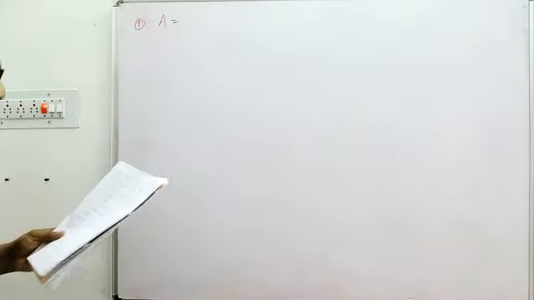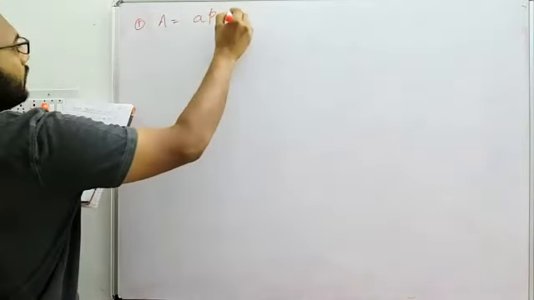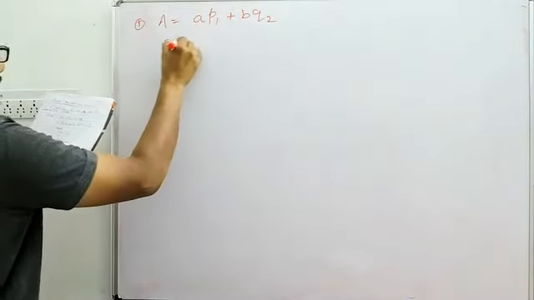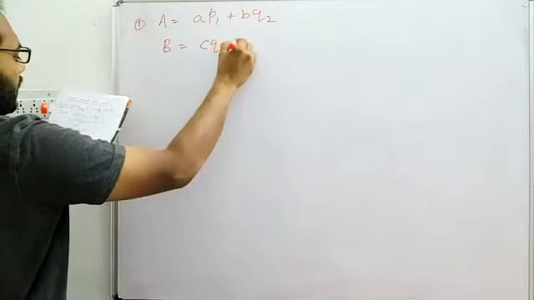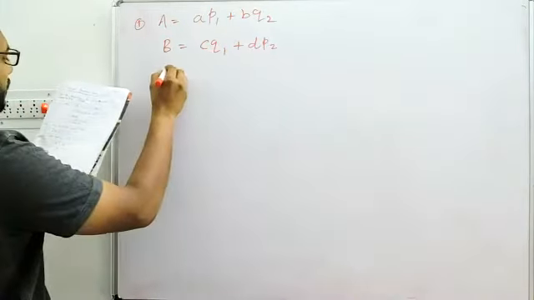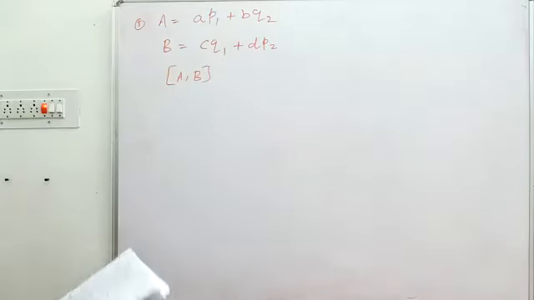All right. Now this is the question. If A is equal to AP1 plus BQ2, and B is equal to CQ1 plus DP2, find the value of the Poisson bracket A comma B. We are dealing with Poisson brackets.